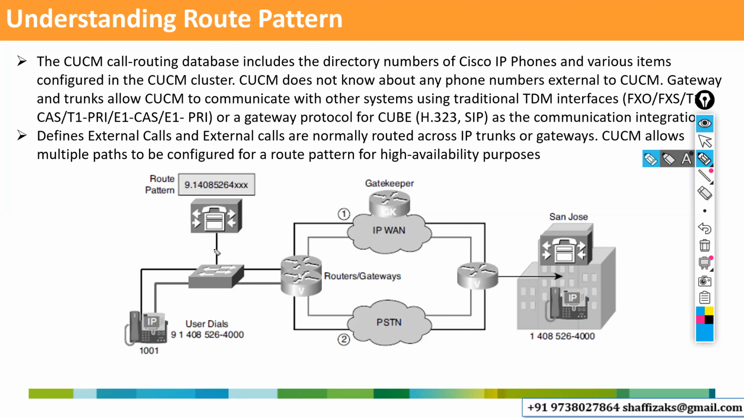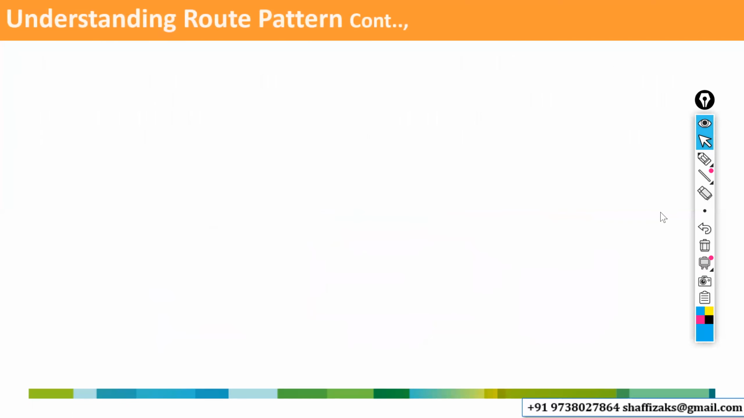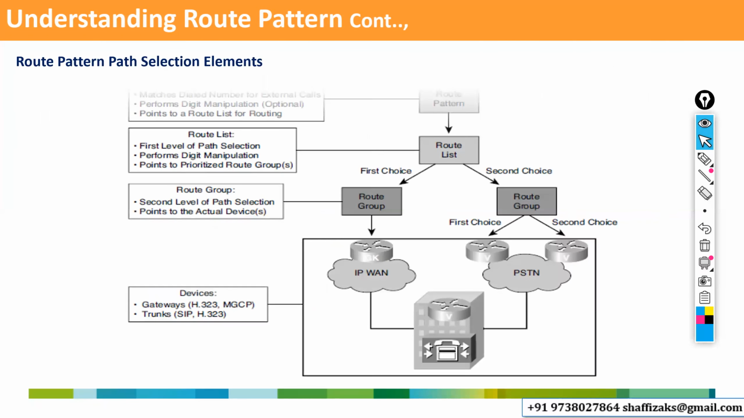The call first hits the call manager. From the call manager, the call first goes to the IP WAN, and from the IP WAN it will connect. Suppose the WAN is not working or this gateway is not working, then automatically the call manager will send the call via PSTN. We define that under the route pattern. In the route pattern, we define whether the call goes via IP WAN or PSTN. Got it? This is how the path selection works.